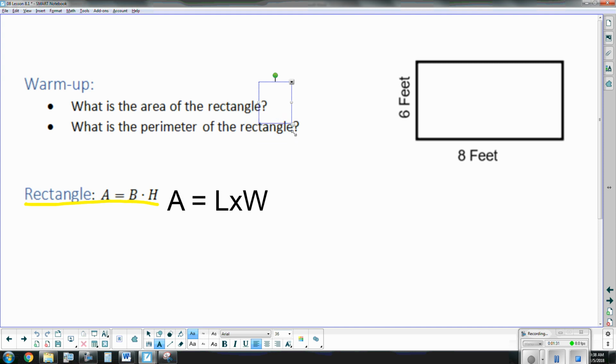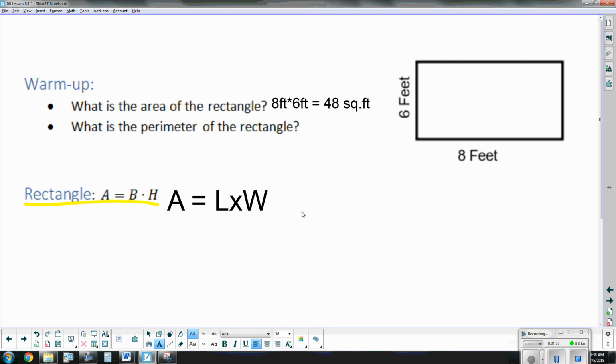The area is the base times height, so that's 8 feet times 6 feet, which is 48 feet squared. Or you might see it as square feet. It's not 48 squared, it's 48 square feet. The feet, the unit, is what is being squared.